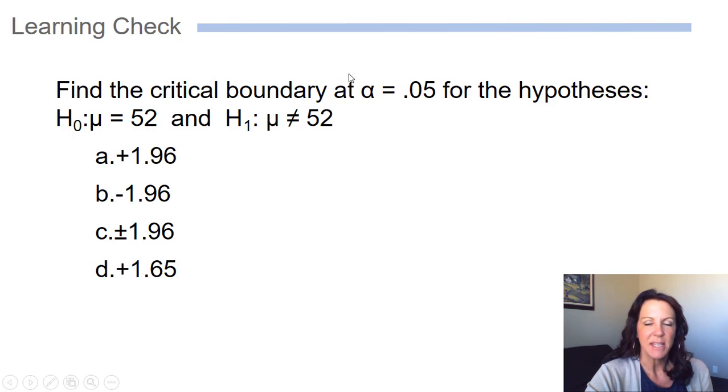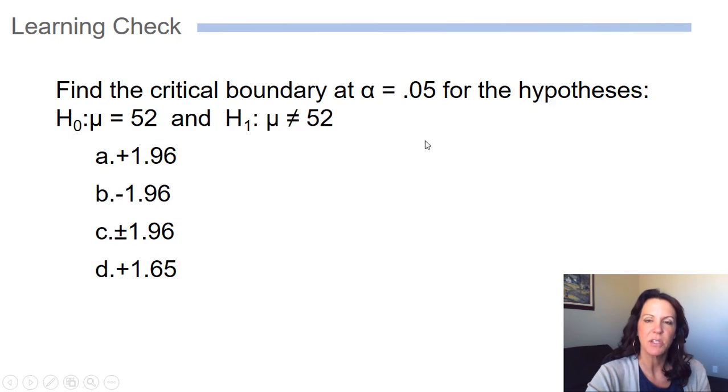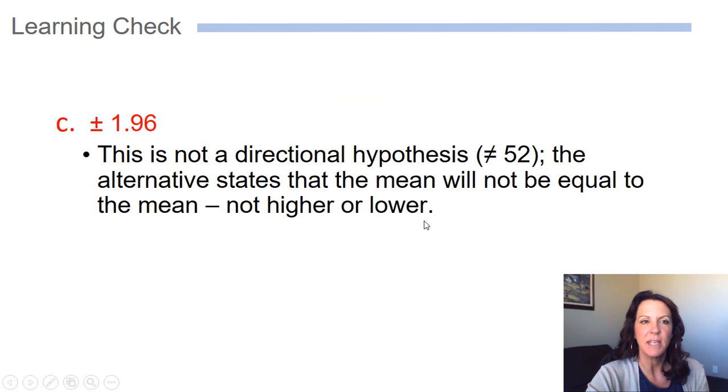So in this case, I have alpha at 0.05, but it's a two-tailed test, so I have to split up that alpha into two tails, 0.025 in one tail, 0.025 in the other tail. If you look at your z table, 0.025 in the tail is equal to plus or minus 1.96. It's not a directional hypothesis, so we have to have the plus or minus.